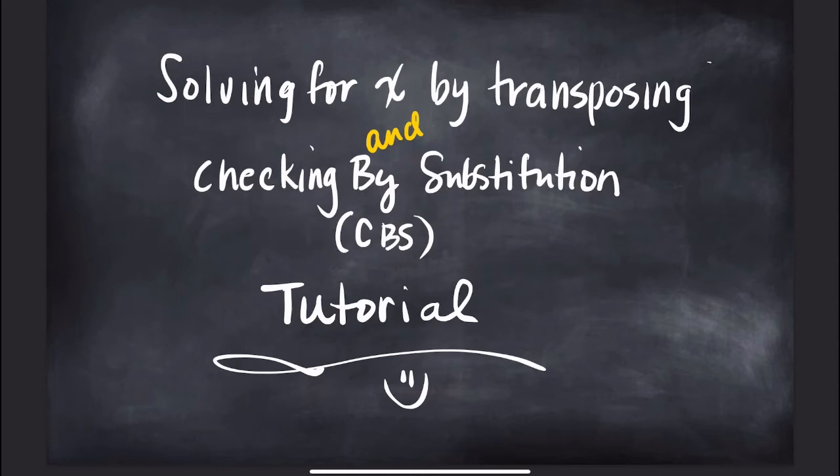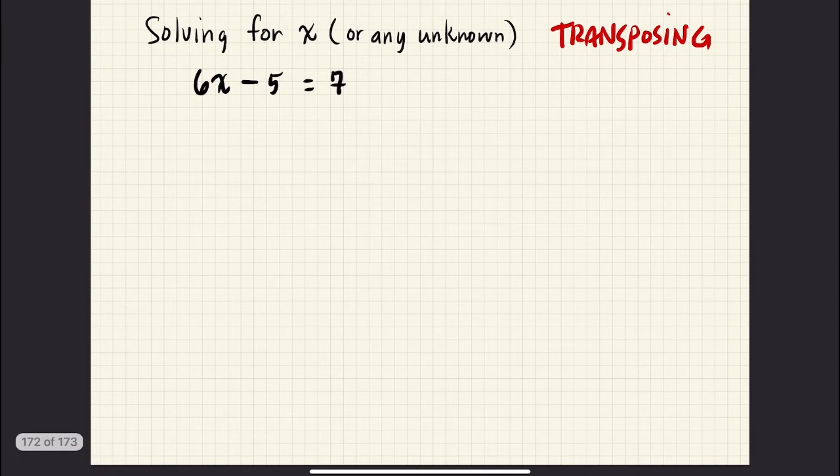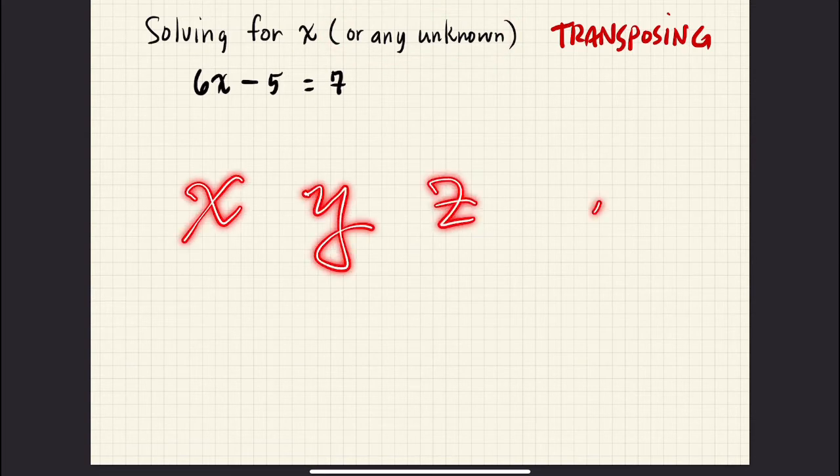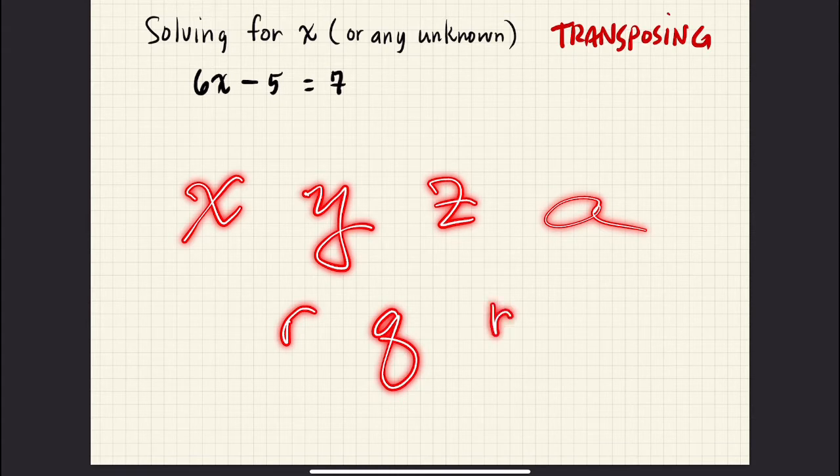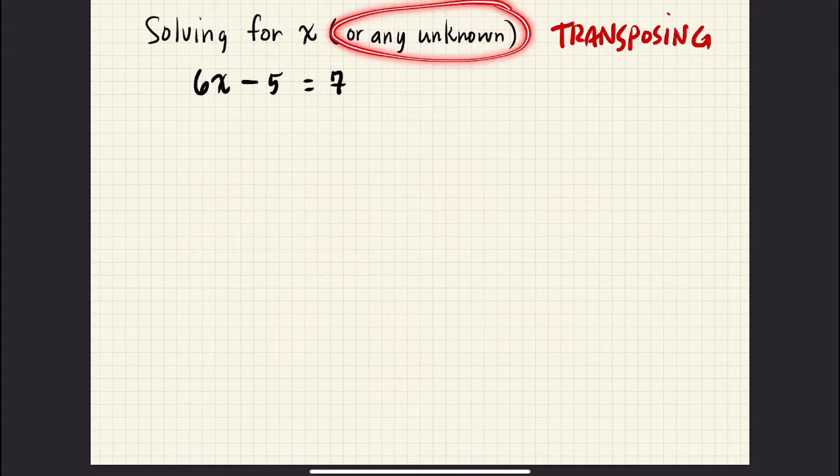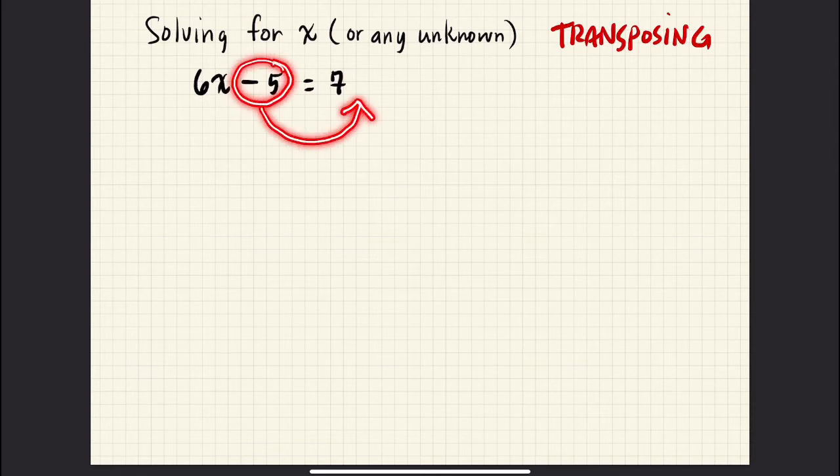Okay, this is a short tutorial in solving for x by transposing and checking by substitution. So solving for x, or any unknown, it might be x, it might be y, z, a, r, q, m, whatever letter, they're all unknowns. We do that by transposing. Transposing, that's such a big word. But it just means how do I transfer one term to the other side of the equation?